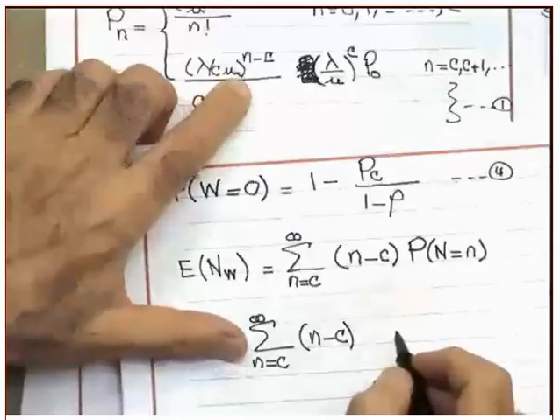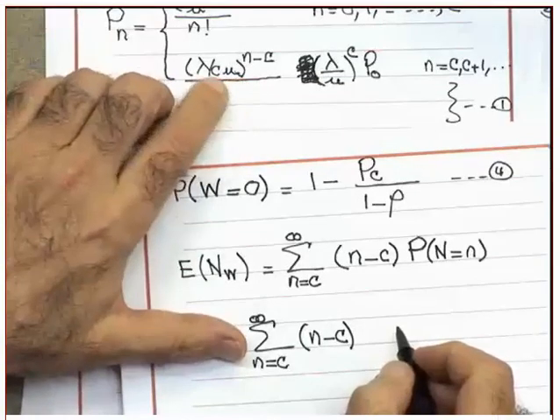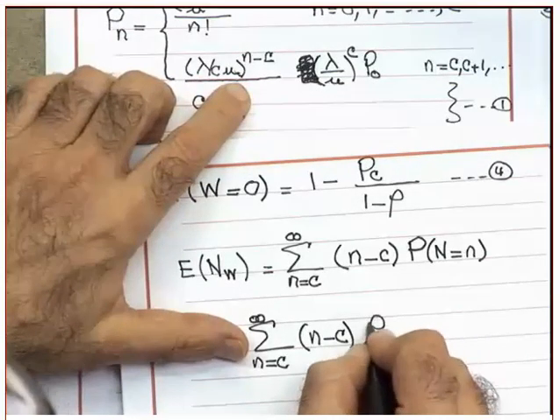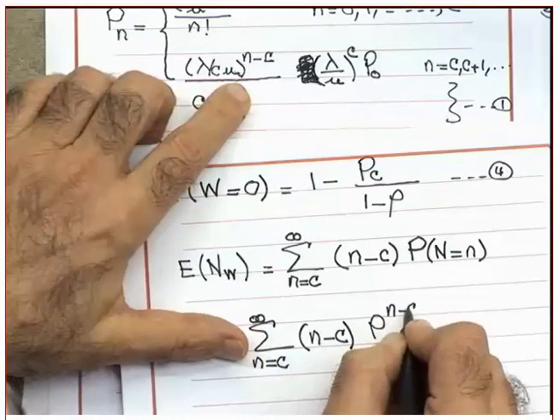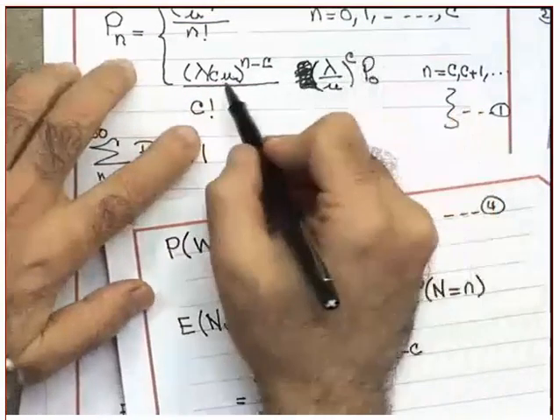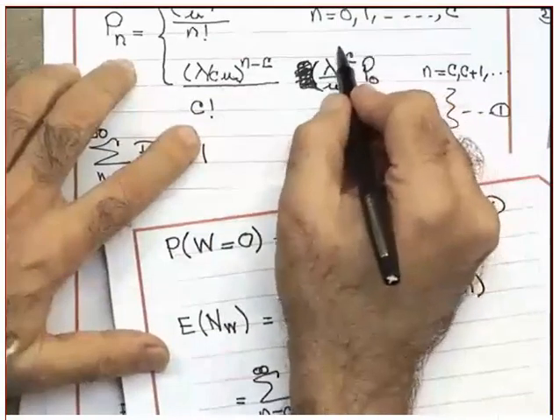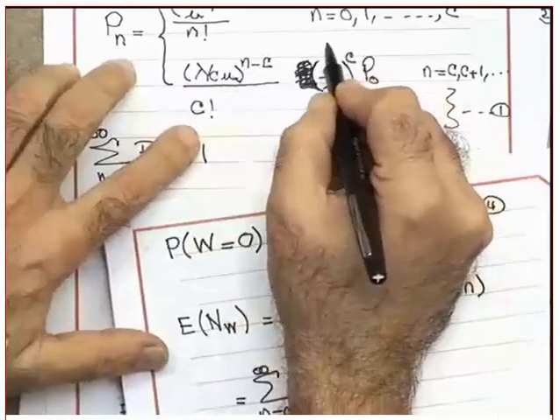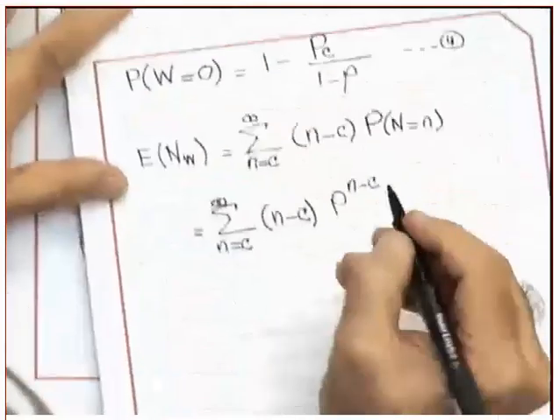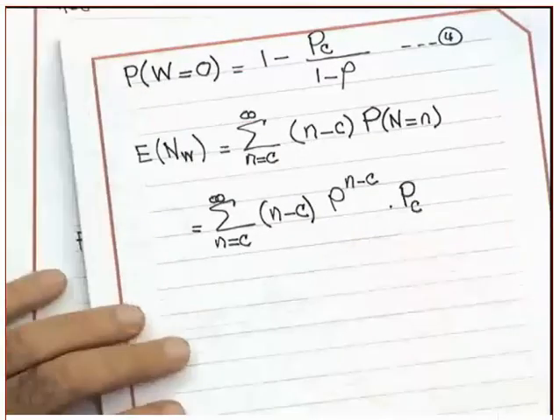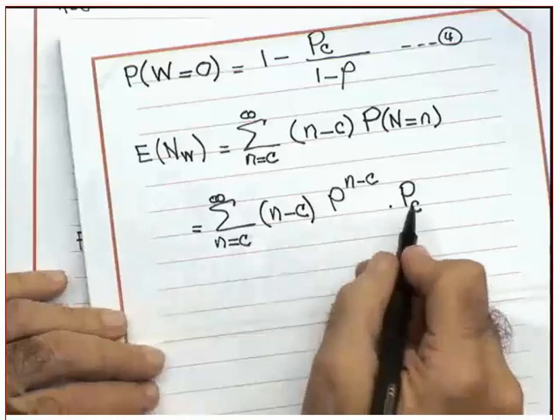Lambda over cu is what? Is rho. Yes? So it's rho to the n minus c. Now, what is this thing here? This thing here is PC. You agree with me or not? So this one times PC. Agree? Can I get the PC outside?